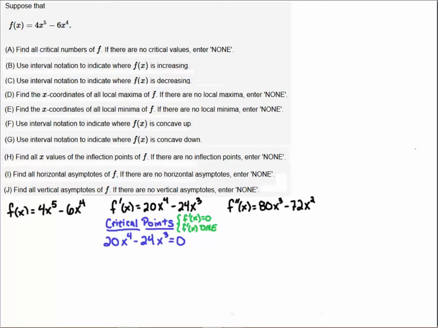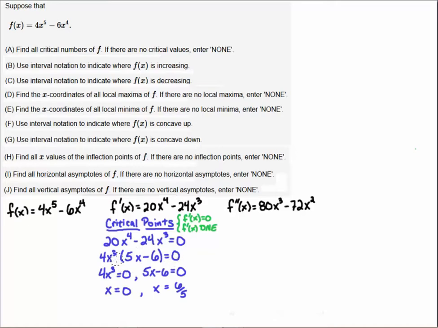exist. So I'm going to take this function here, 20x to the fourth minus 24x cubed, which we've determined is the derivative of this function, and I'm going to set that equal to 0 because I'm going to look for where we have horizontal tangent lines to the graph of this function. I will factor out the greatest common factor. That'll make my analysis much simpler.